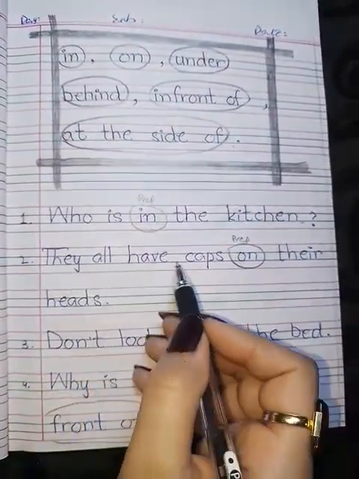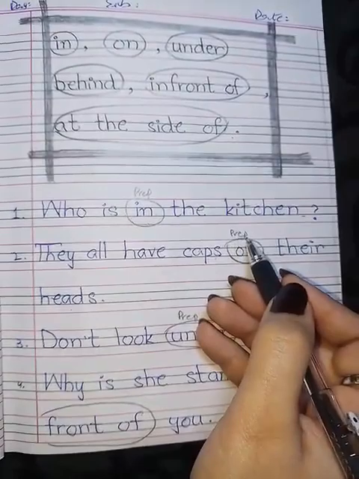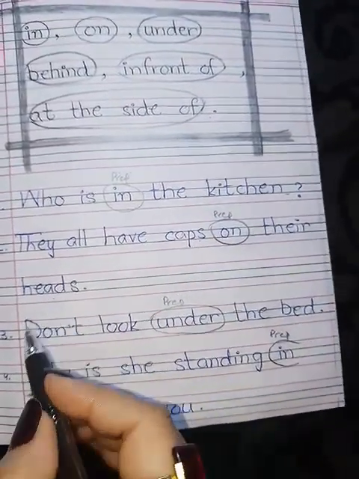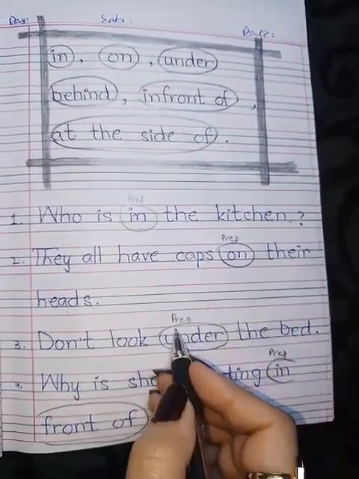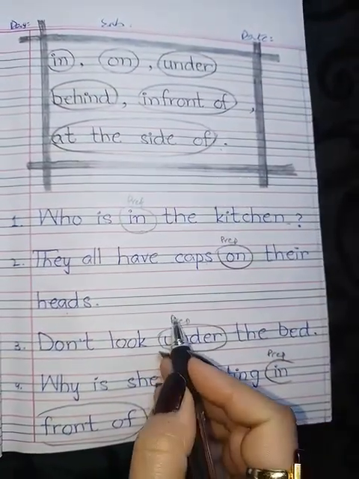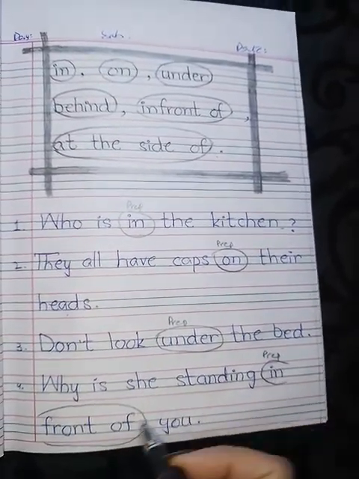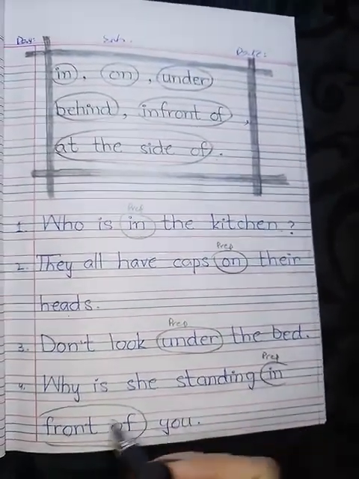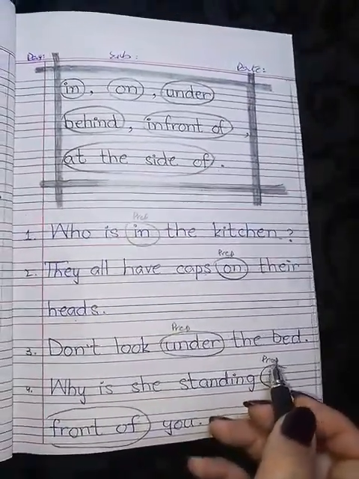Number 2, they all have caps on their heads. Circle on and write preposition on it. Number 3, don't look under the bed. Circle under and write preposition on it. Why is she standing in front of you? In front of. Circle it and write preposition.